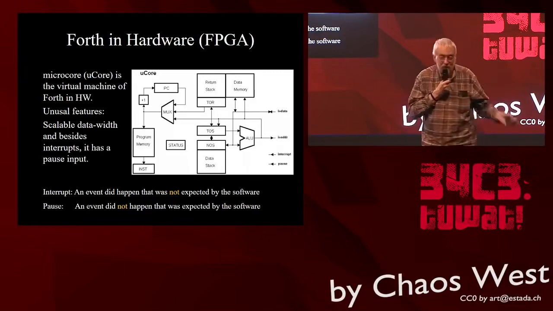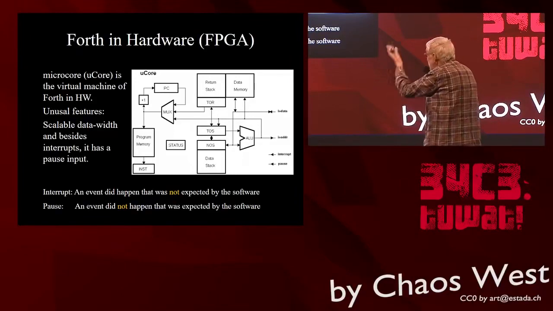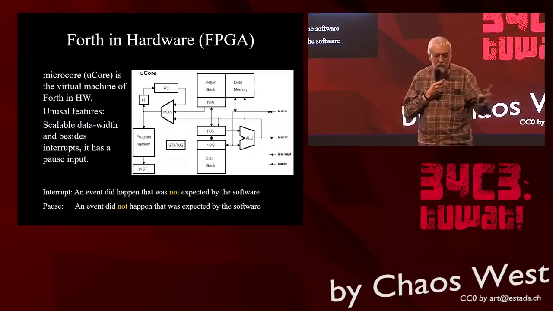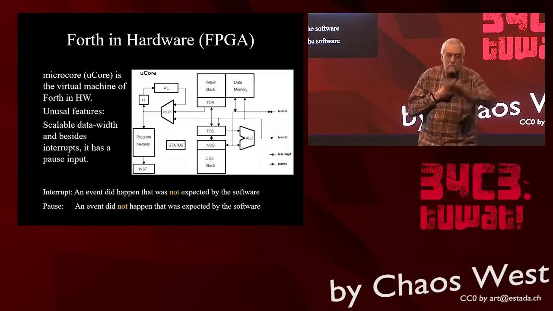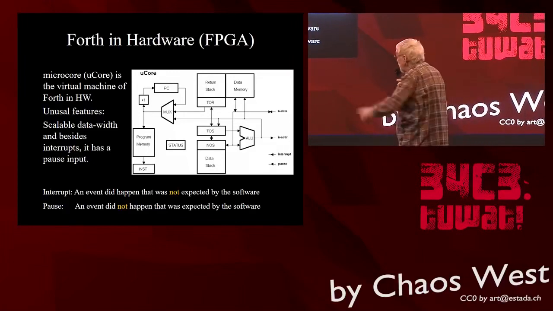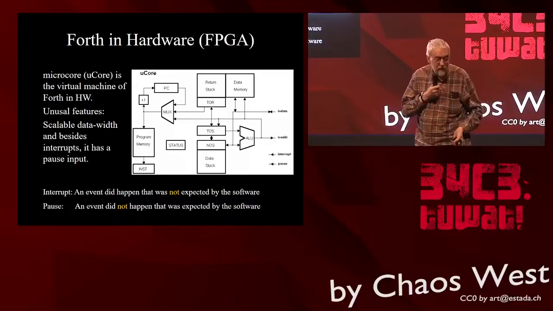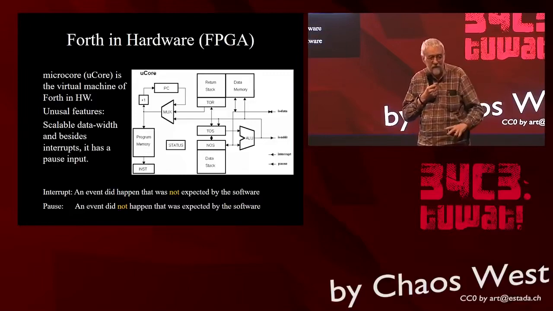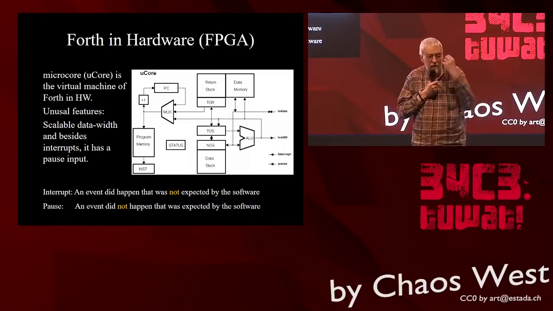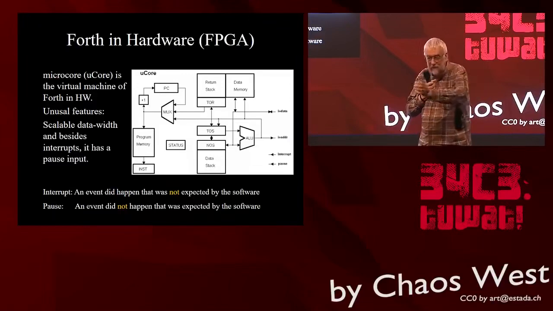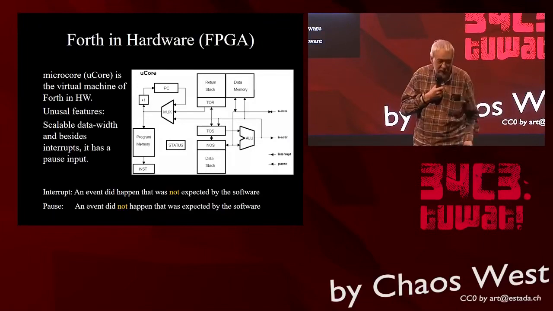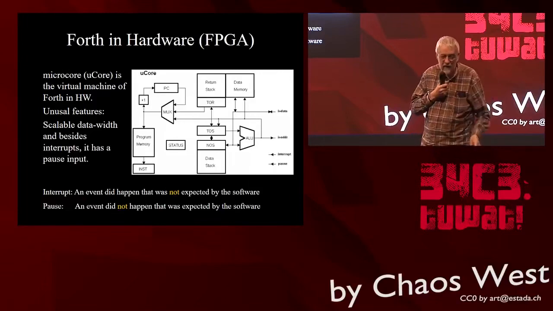Whereas the pause is exactly the opposite: an event did not happen that the software expected. Like the software wants to fetch a byte from a UART, but there is nothing on the UART yet. It's still to come. And in microcore, I converted this to a hardware signal, as a flip side to the interrupt. And then what you basically do is the hardware signals on a hardware level that, well, this operation cannot be done. Then a trap is called and calls the scheduler and does some other task in the multitasking environment.